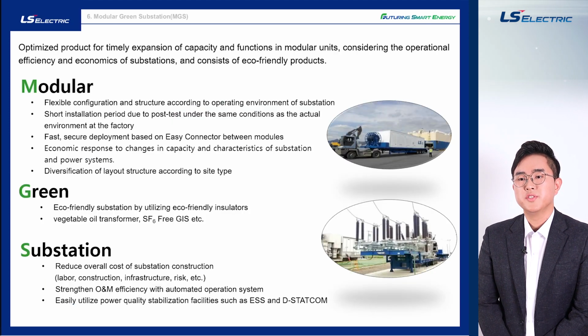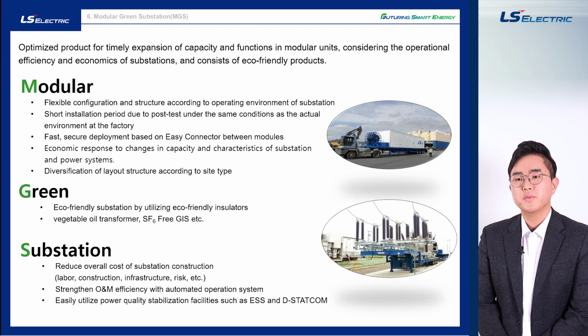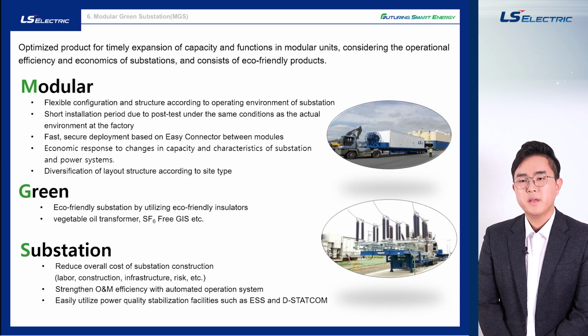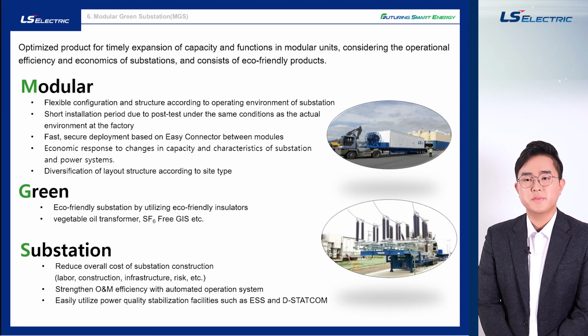MGS is optimized to adjust capacity and functionality on a modular basis at the right time, considering the operational efficiency and the economics of the substation. The advantages of the module are the flexible configuration and structure based on the operating environment of the substation. For the green side benefit, it can consist of an eco-friendly vegetable oil transformer and SF6-free GIS.